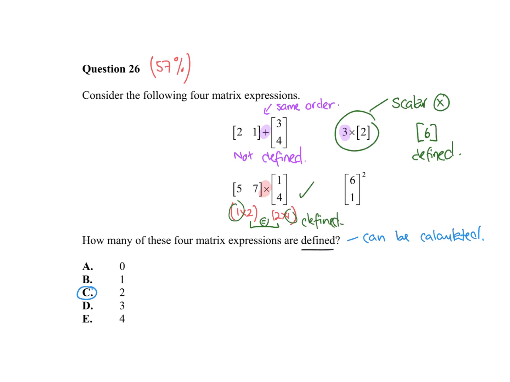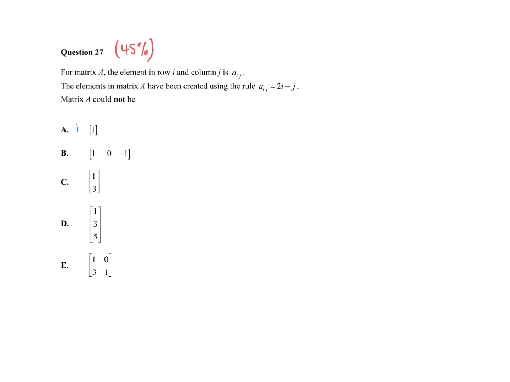And then just to go over another little bit of theory, if you have a power, only square matrices can be raised to a power. So only square matrices can be raised to a power. So that one is undefined. So this one is undefined, not okay. So how many was 2?